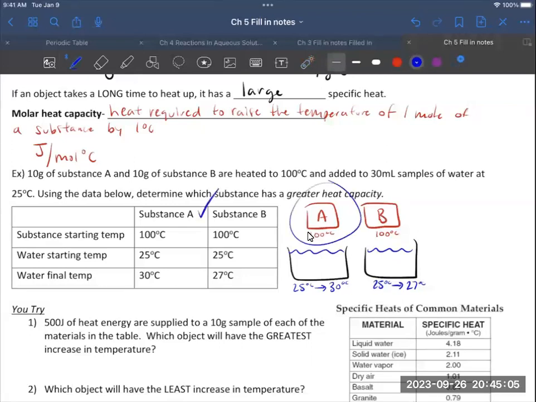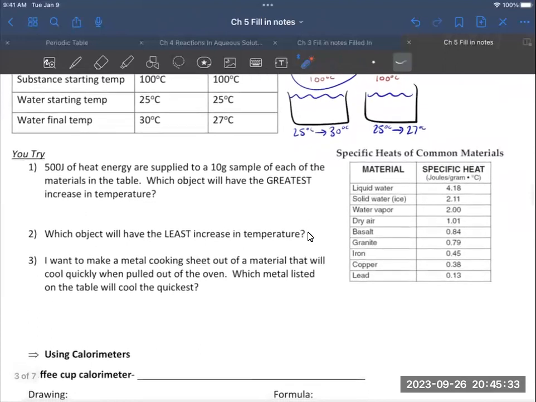Substance A is going to have the greater heat capacity because it can carry with it more heat energy per gram than substance B, because we saw a greater increase in temperature of sample A. That means each gram of substance A was able to transmit more heat energy to the water than substance B was. So it had a greater capacity to transfer heat.